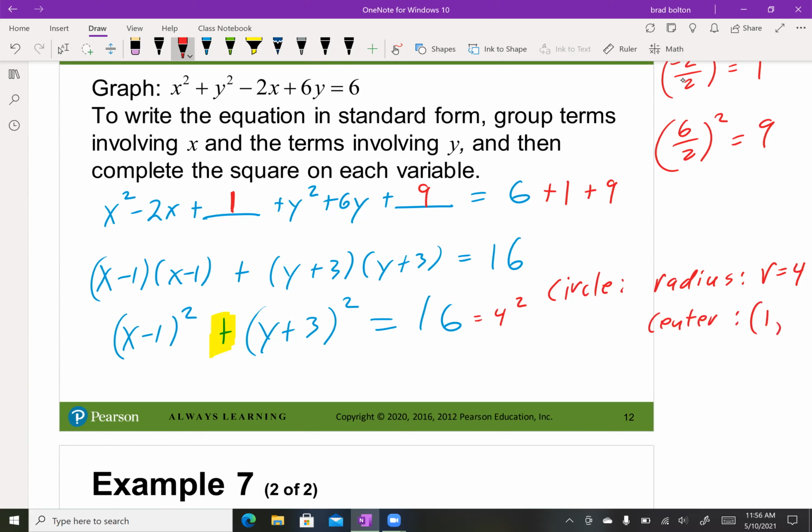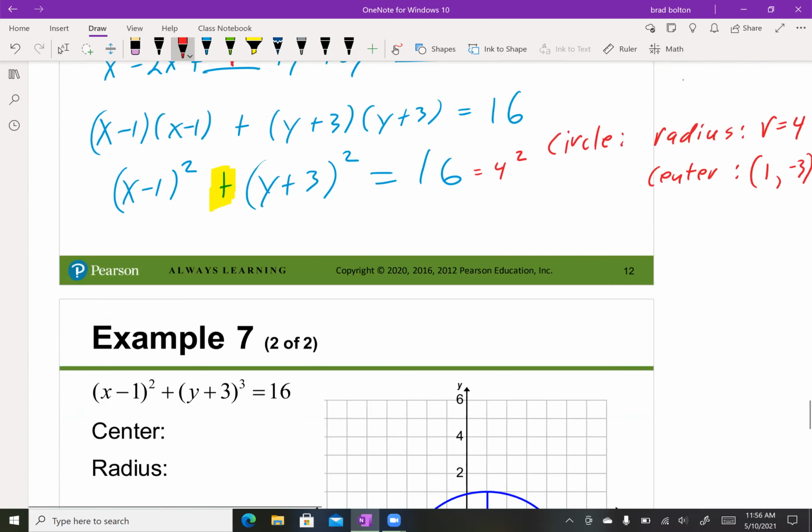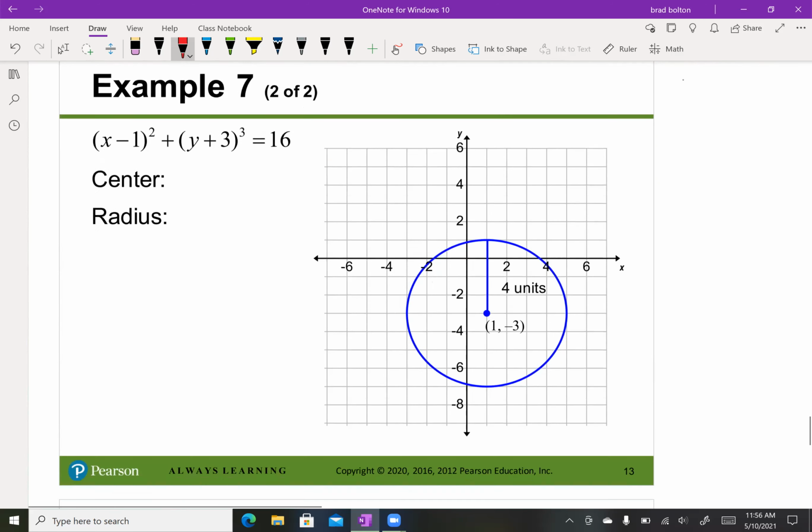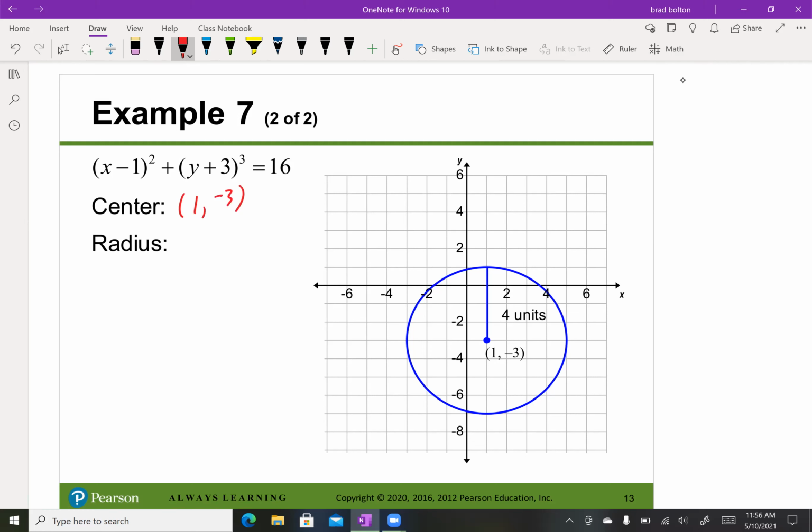of 1 comma -3. Okay, so if I come down here and look, they say the center is 1 comma -3 and the radius is 4. Okay, and here we go. Here's their 1, -3 and then a radius of 4. So they did everything we did, but this is just a nicer drawing than I can do.